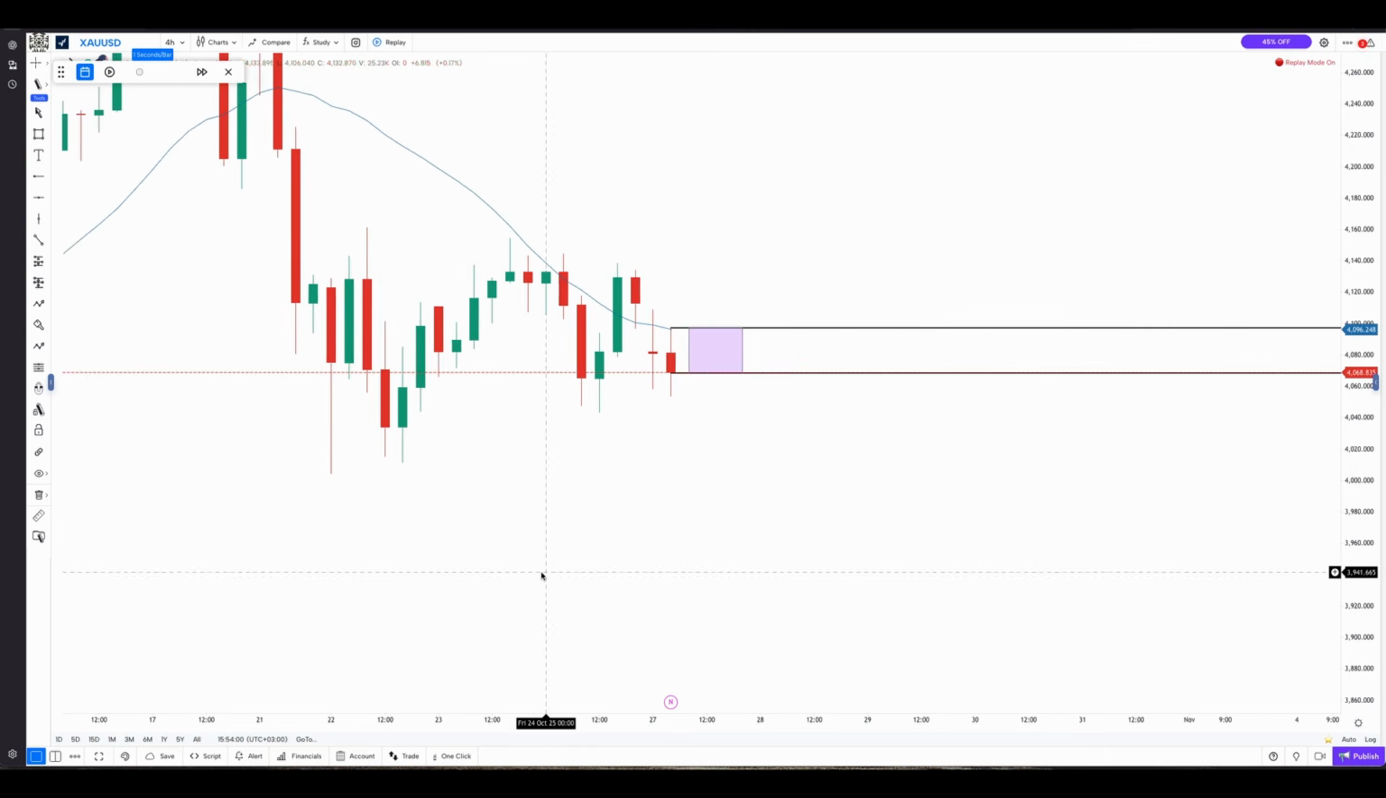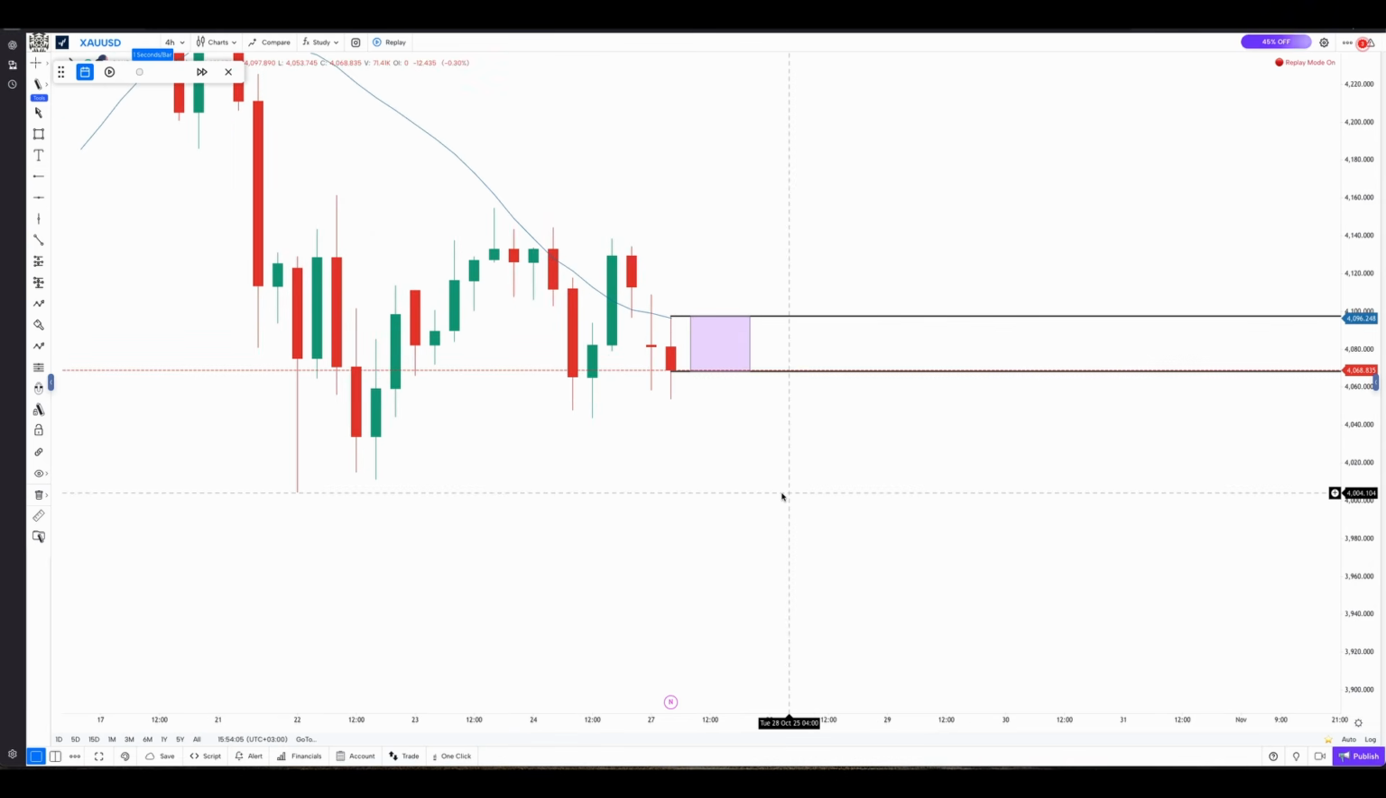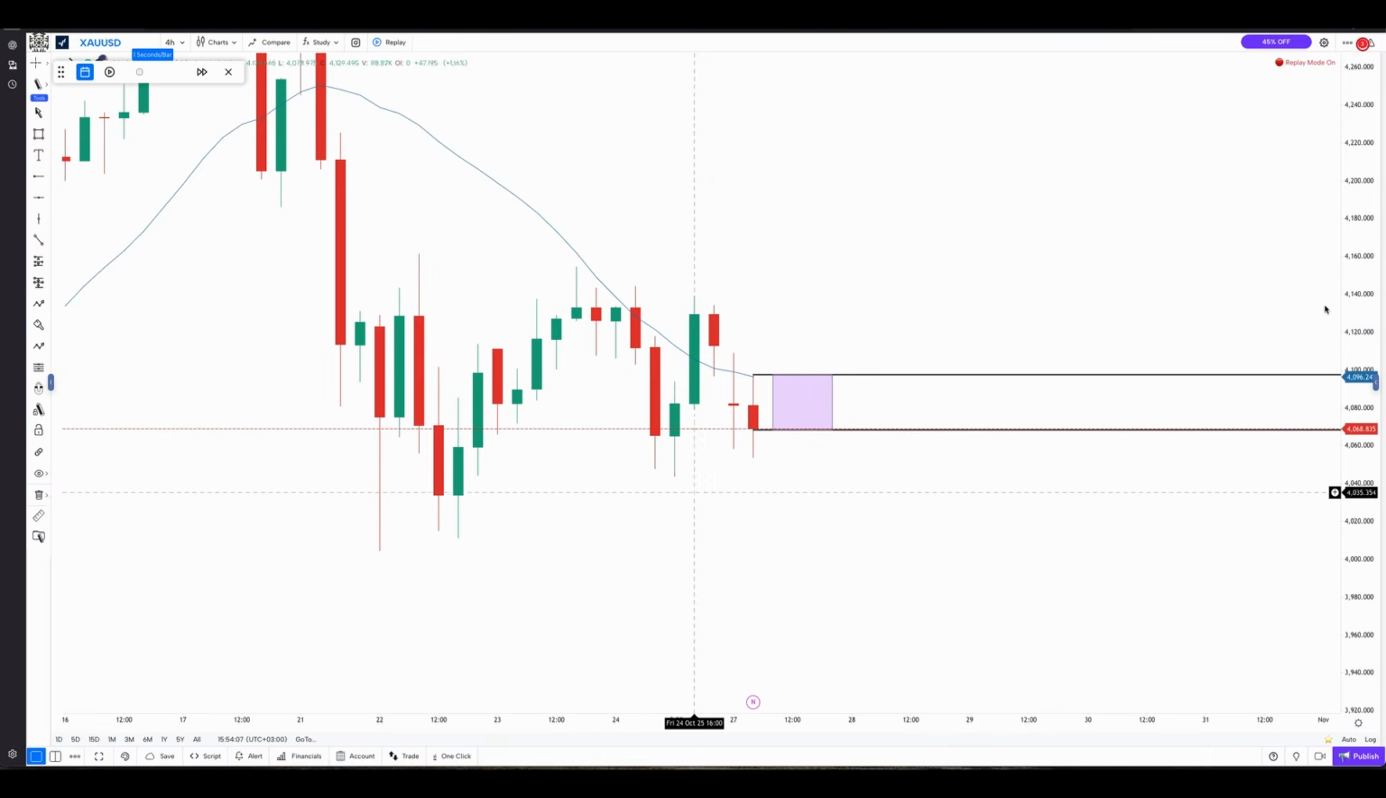This is the Go Charting platform. We're using bar replay right here, and what you are looking at here is a typical downtrend on gold.